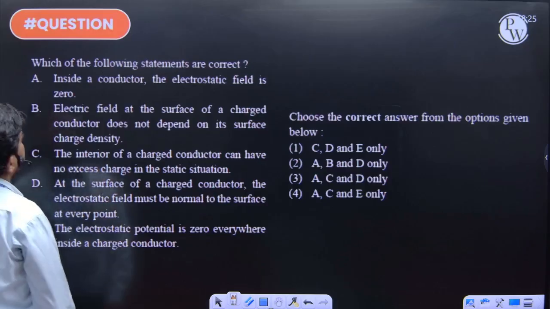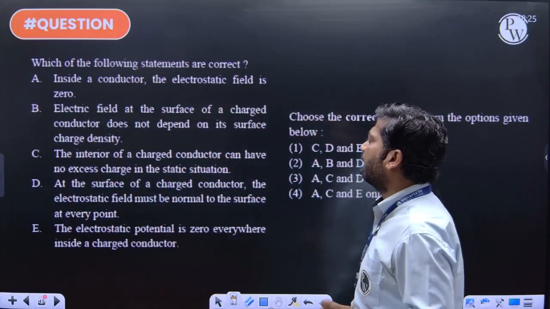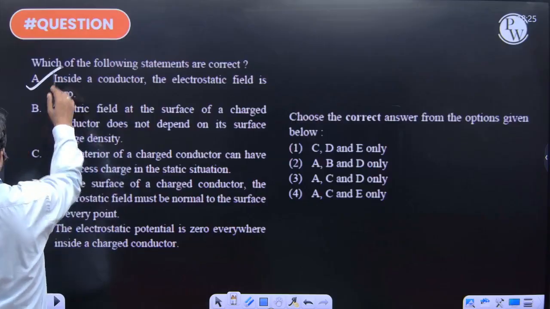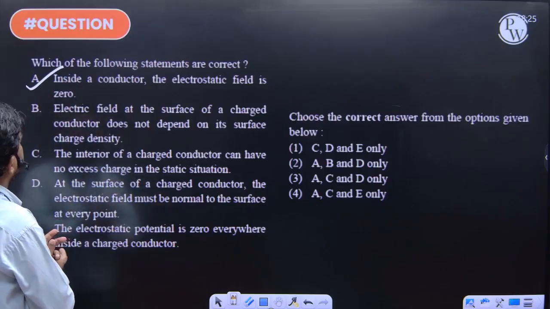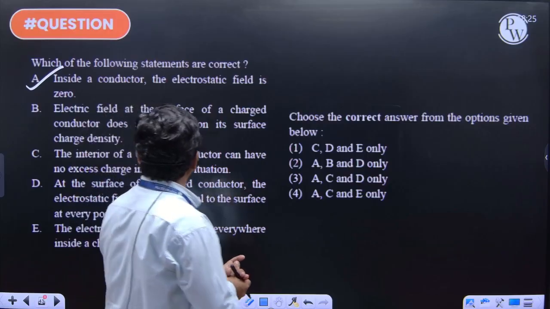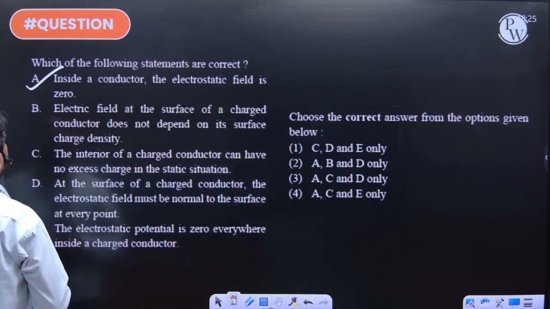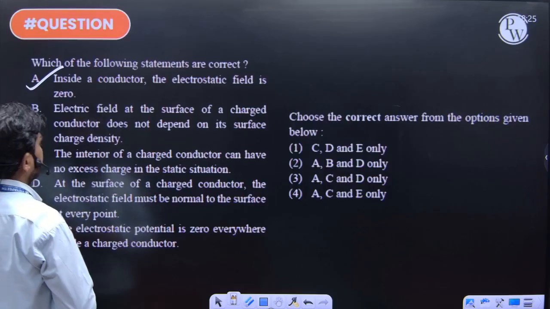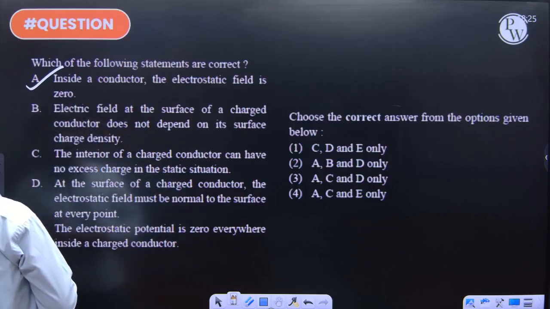Next one. Which of the following statements are correct? Inside a conductor, the electrostatic field is 0. Inside a conductor, that is correct. Electric field at the surface of a charged conductor does not depend on its surface charge density. The interior of a charged conductor can have no excess charge in the static situation.